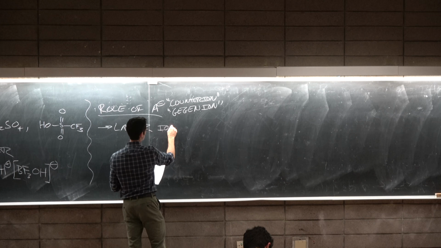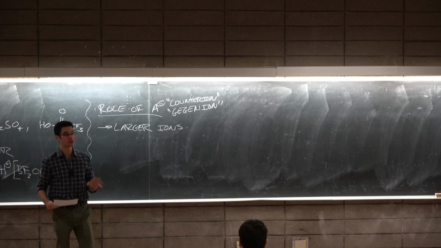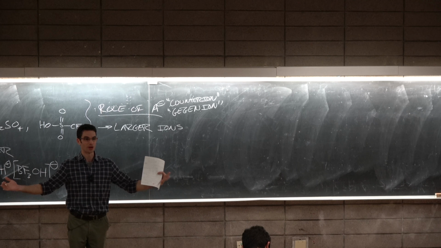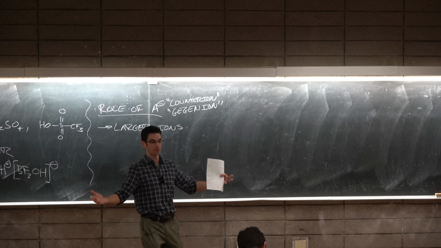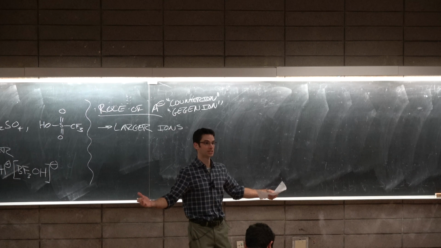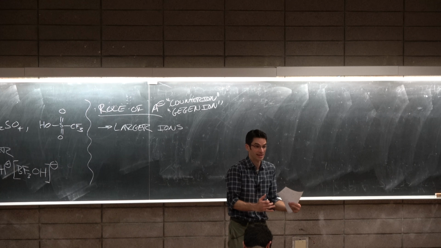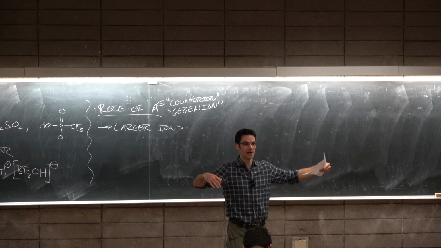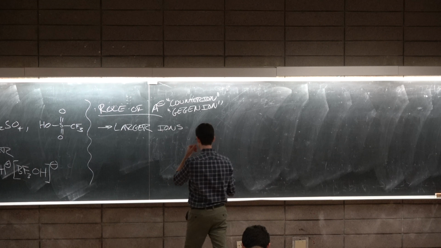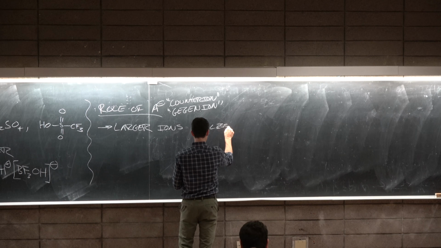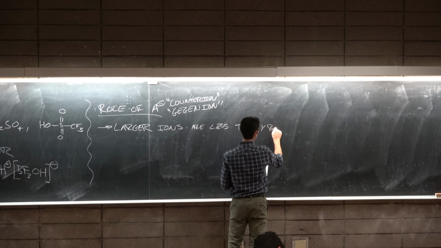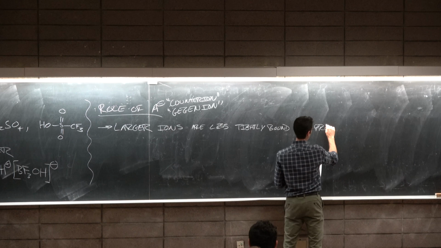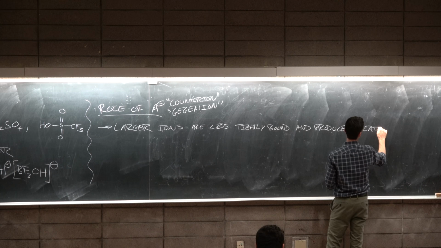So larger ions are more able to diffuse the negative charge around their large bulk, and therefore they don't remain as closely associated with the growing chain end, because the electrostatic potential energy of a large ion is lower than that of a small ion with the same charge, because charges like to spread out. They spread out in order to reduce their electrostatic potential energy. Okay, so larger ions are less tightly bound and produce greater propagation rate constants.